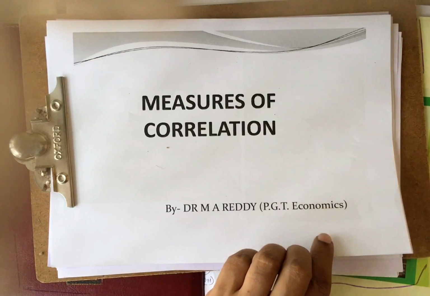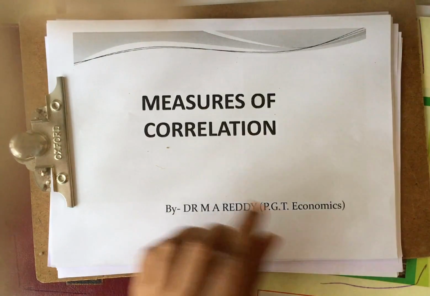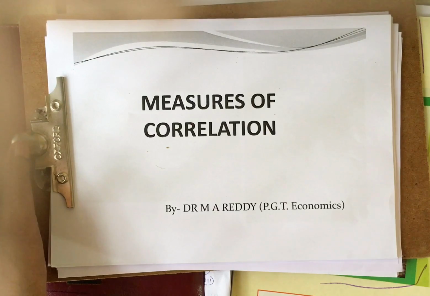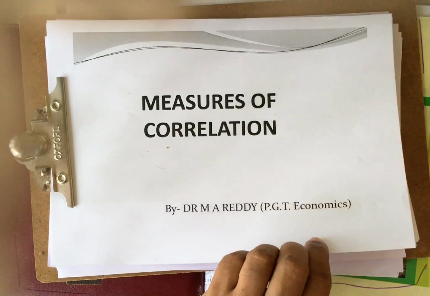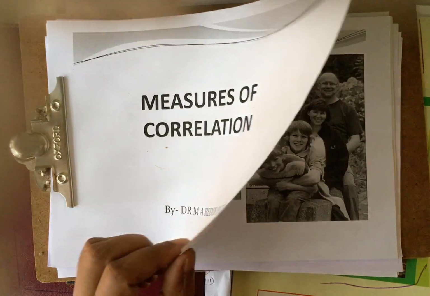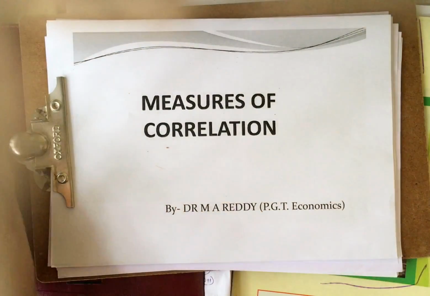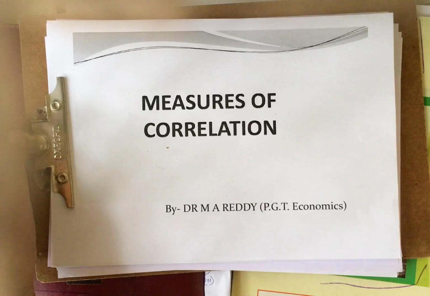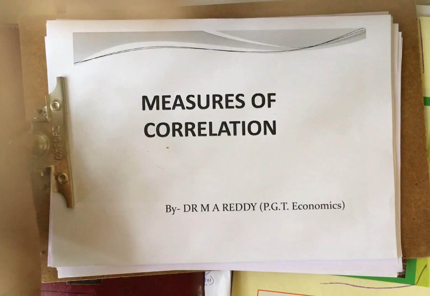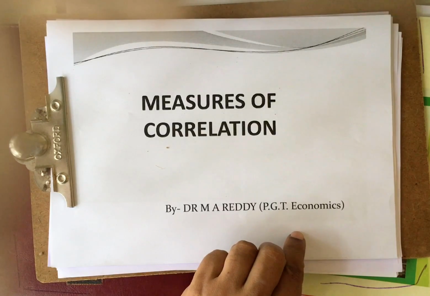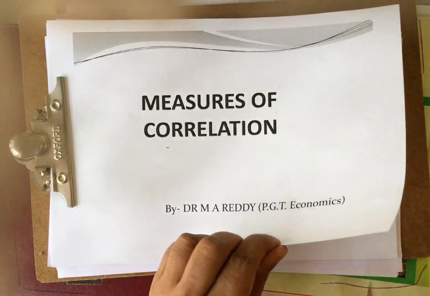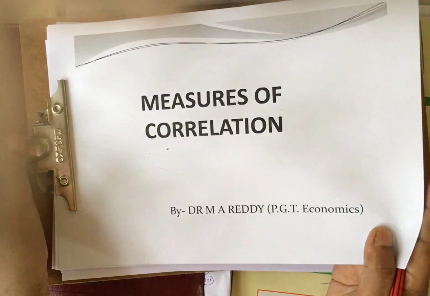Today, a lesson from statistics for class 11th: measures of correlation. We are going to study correlation. Co means two, relation means relationship. The relationship between two variables that is measured is called measure of correlation.